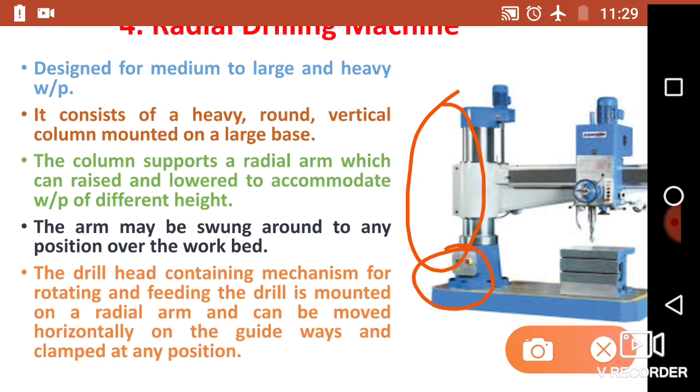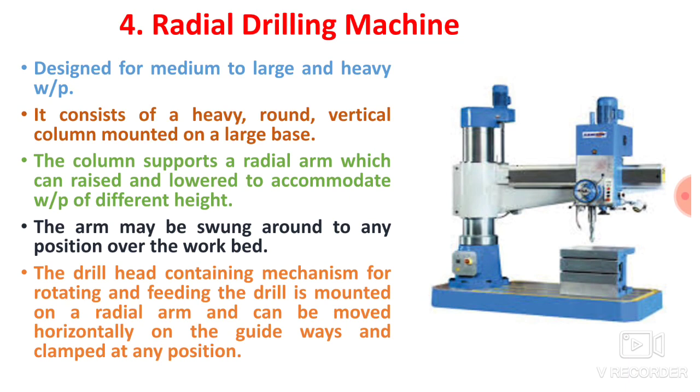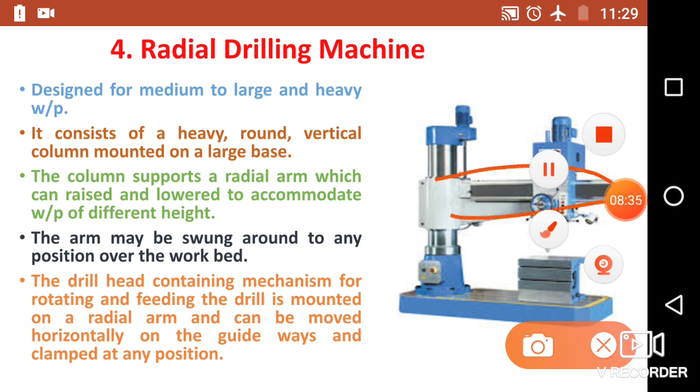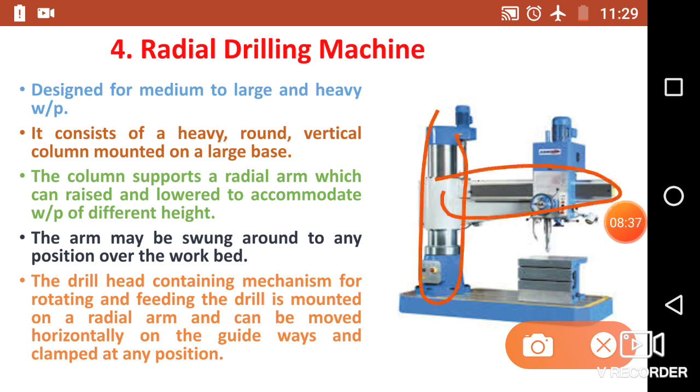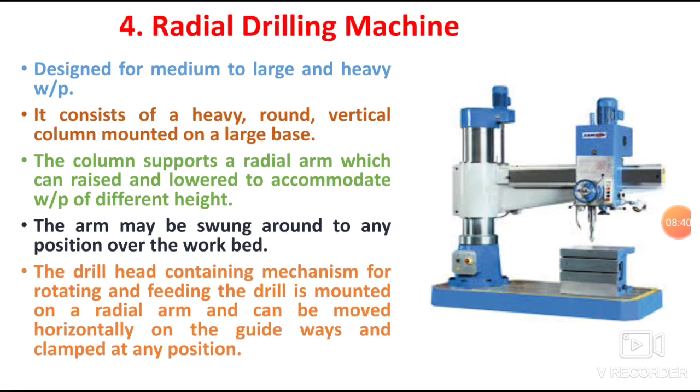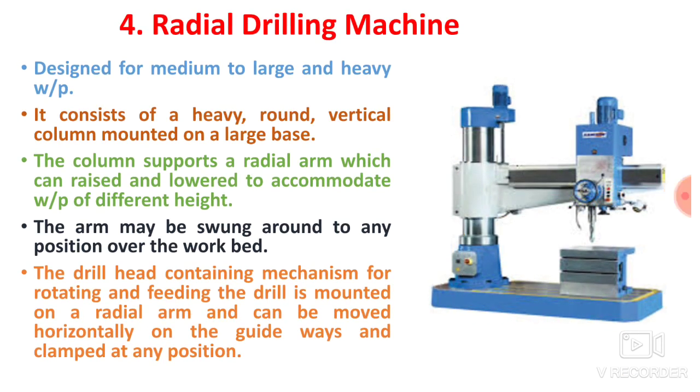The column supports a radial arm which can be raised and lowered to accommodate workpieces of different heights. So here over this column there is one arm, which is mounted over the column, and you can lower or raise this arm over the column. The arm may swing around to any position over the workbed. You can even rotate the arm over the vertical support. The drill head, containing the mechanism for rotating and feeding the drill, is mounted on the radial arm, and it can be moved horizontally on the guideways and clamped at any position.